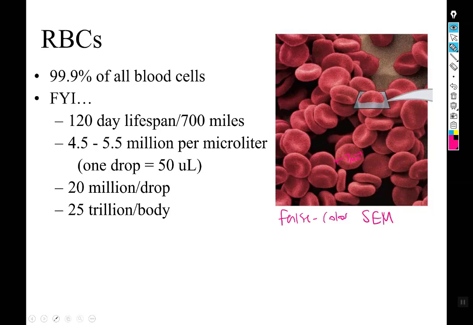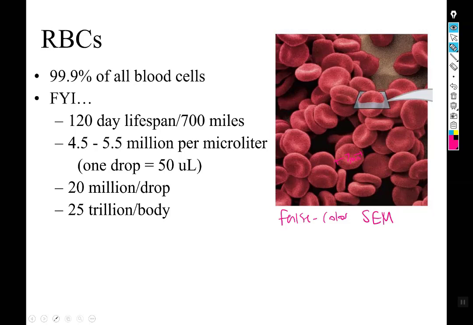Red blood cells are constantly produced and are constantly dying because they don't have a nucleus. More on that later. And because of not having a nucleus and not being able to do things like replace proteins, they have a limited lifespan. They only live about 120 days. During that time, however, by being pumped around through the vasculature, they travel around 700 miles, which is impressive. So that's basically their shelf life, so to speak.